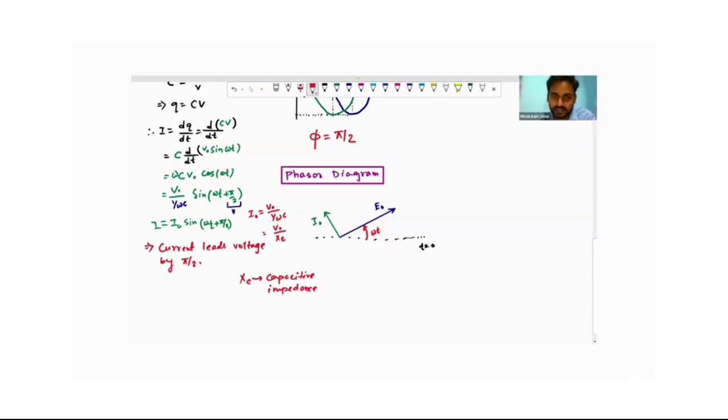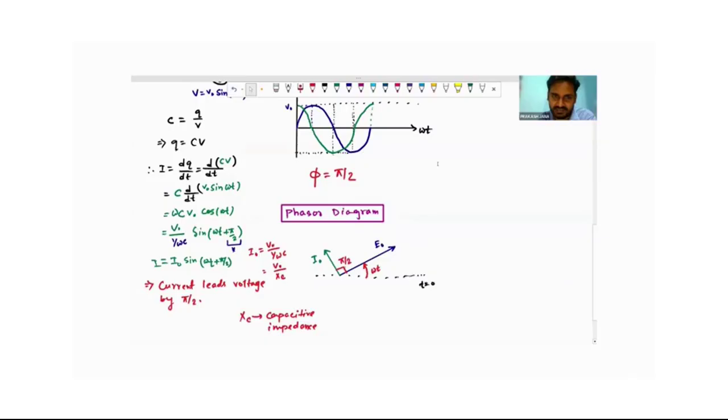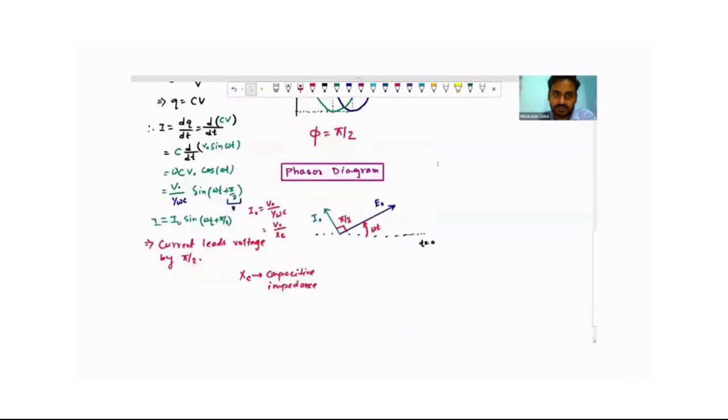Okay, and this angle is, as you know, pi by 2. So this is the phasor diagram for a pure capacitor in an alternating circuit. Okay, now we will move on to the inductor. A pure inductor, that is, there is no resistance, with an AC source.